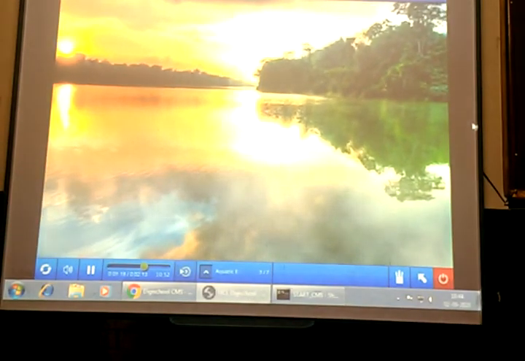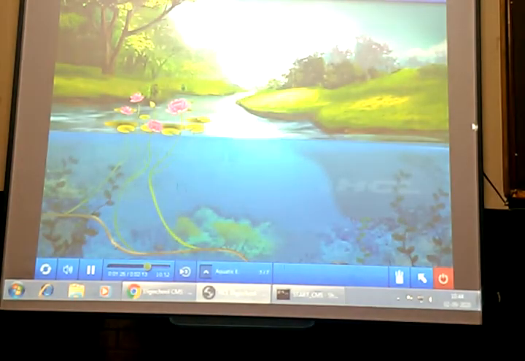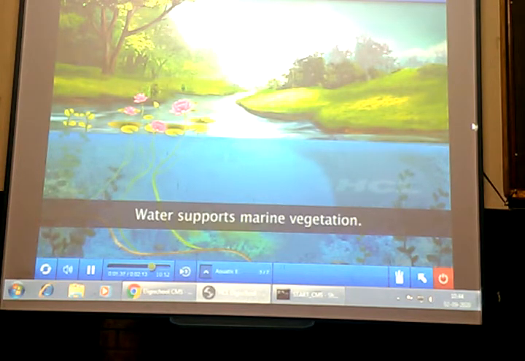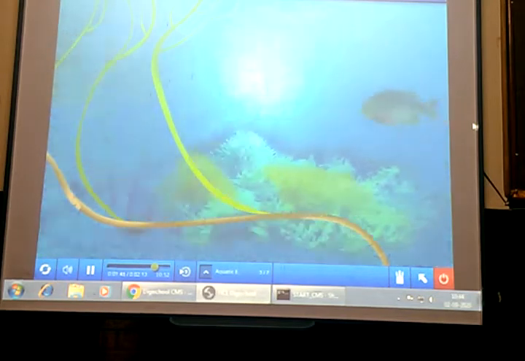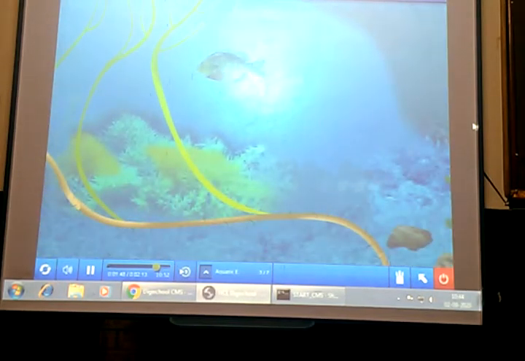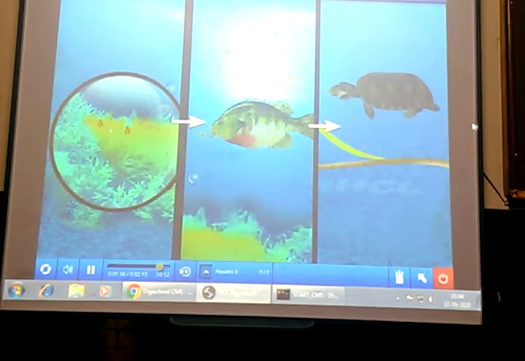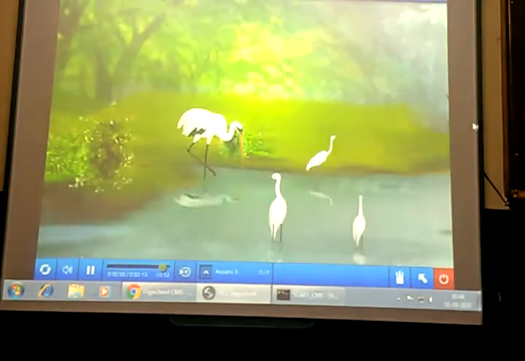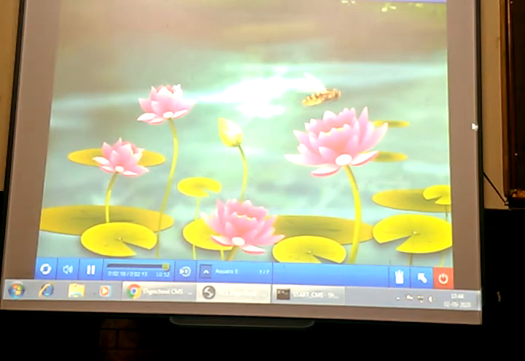Let's look at one of the aquatic ecosystems, the lake ecosystem. All the main components of the earth, such as the water, soil, and air, are found here. Water supports marine vegetation. Algae feed on the planktons, which are in turn eaten by the fish. Bigger water animals eat the fish. Many animals and birds come to find food and water in lakes. Some insects depend on water plants that grow out of lakes.